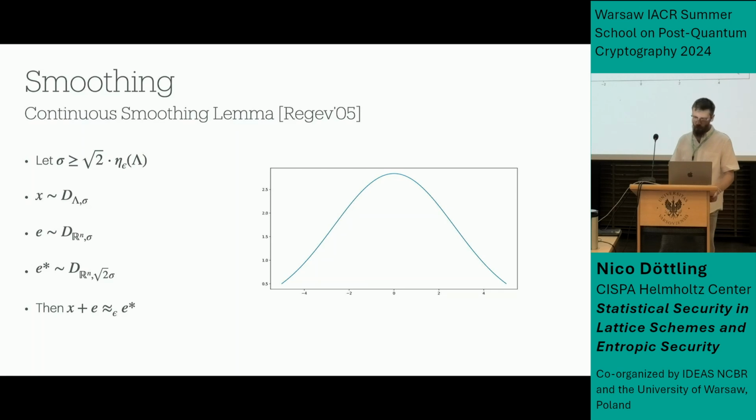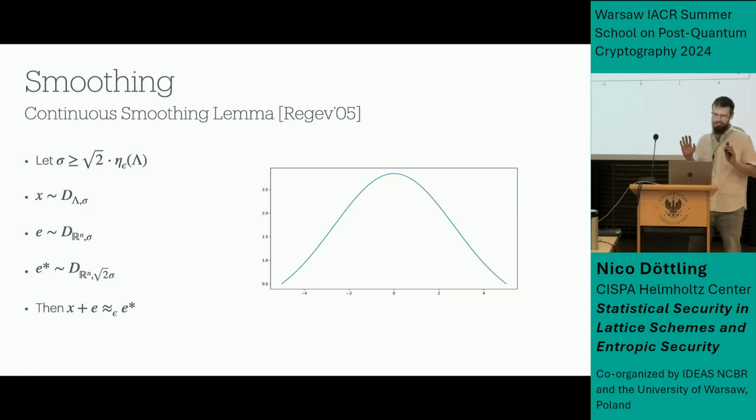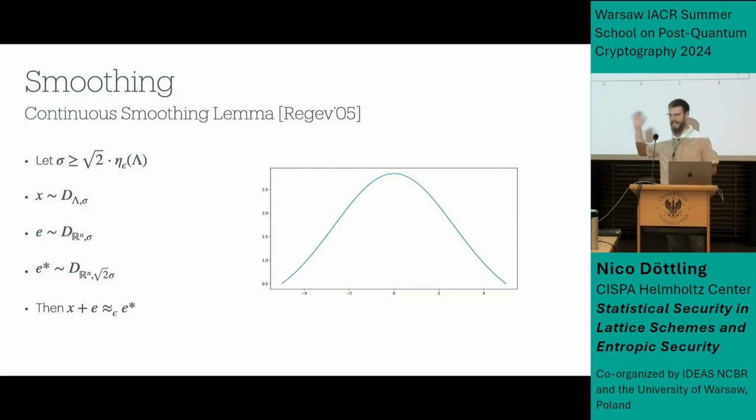So what this definition of the smoothing parameter tells you is how wide you have to make your continuous Gaussian so that a similarly spaced discrete Gaussian, when you add it on top, really just behaves like a continuous Gaussian. And this Fourier analytic definition of the smoothing parameter is just a concise way of capturing this. I don't have time to go too deeply into Fourier analysis.